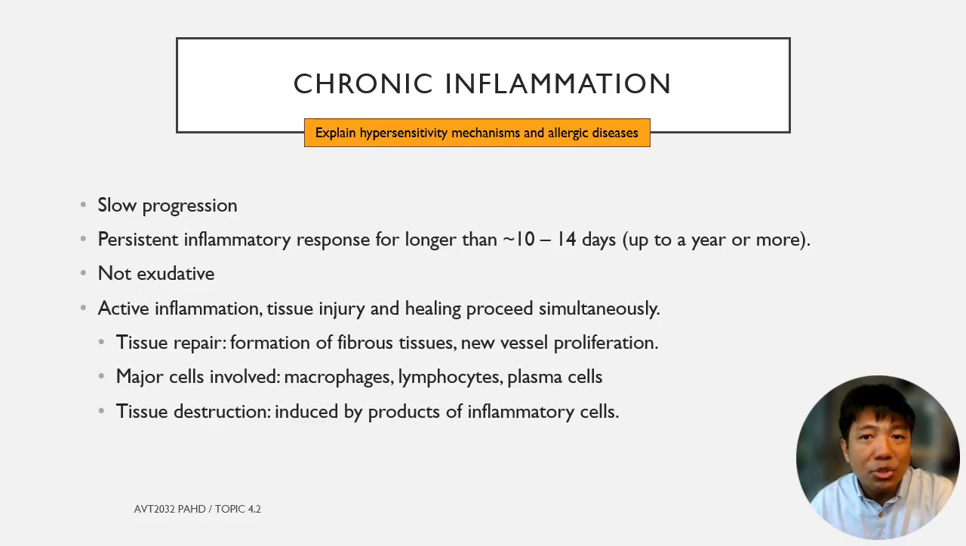This process leads to the formation of fibrous tissue and new blood vessel proliferation, making it a key factor in long-term disease. The major cells involved include macrophages, lymphocytes, and plasma cells, all contributing to the ongoing tissue damage and repair. One classic example of chronic inflammation is arteriosclerosis, which results from prolonged exposure to high levels of toxic agents like elevated plasma lipids.